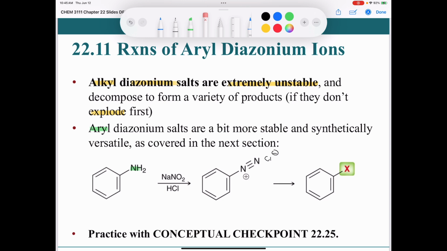The aryl diazonium salt is going to be extremely useful to do a whole bunch of different reactions where we can replace the diazonium ion with halogens, with a nitrile. We can even make a carboxylic acid. We can convert it to a fluorine, and we're going to see that in our next lecture video.